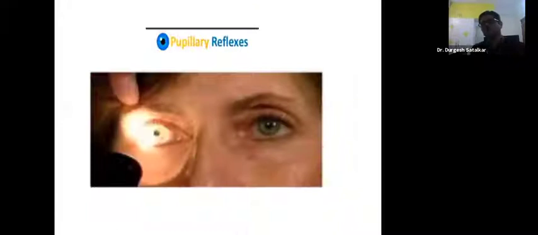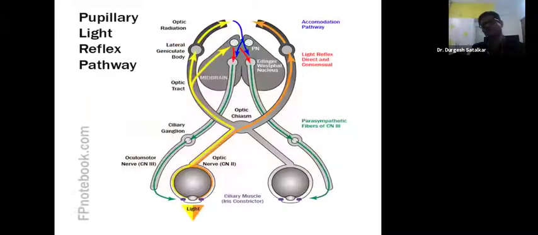Now, coming to the pupillary examination, it forms one of the most important parts of the neurological examination. If you see the pupillary reflex, we have basically two nerves: the optic nerve, which is the afferent, and the oculomotor nerve, which is the third cranial nerve, which is the efferent.